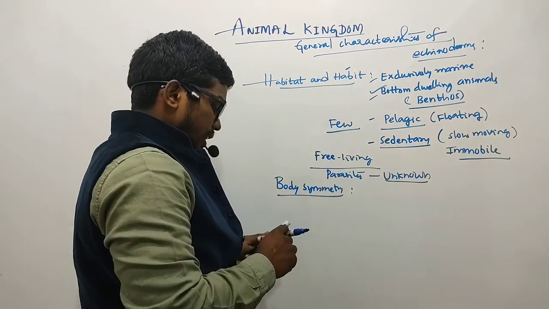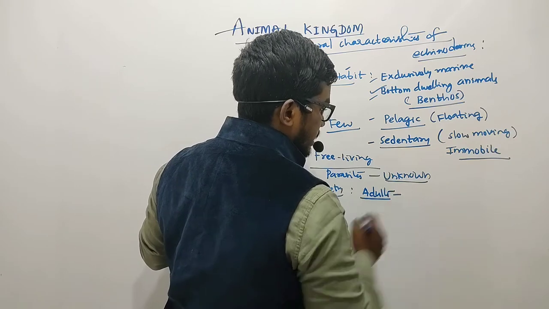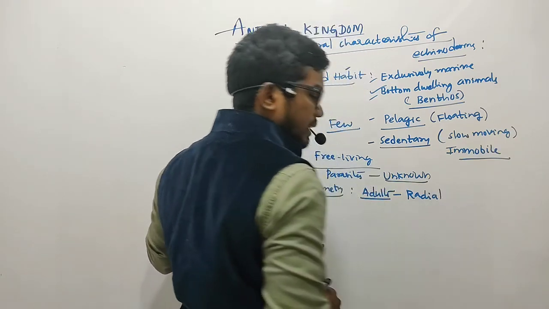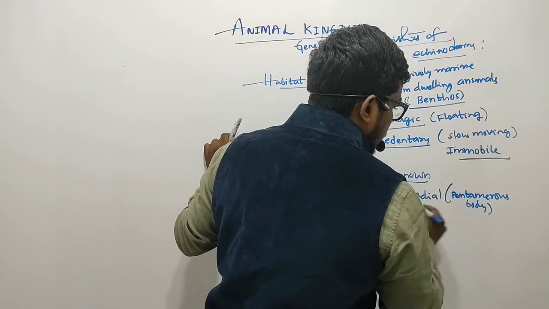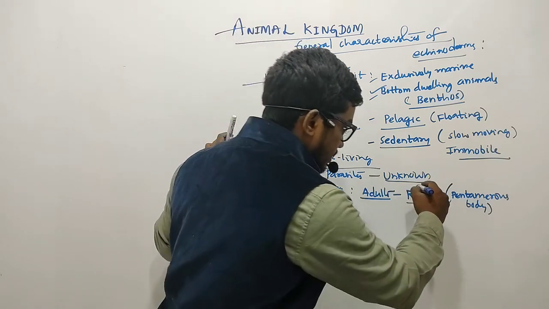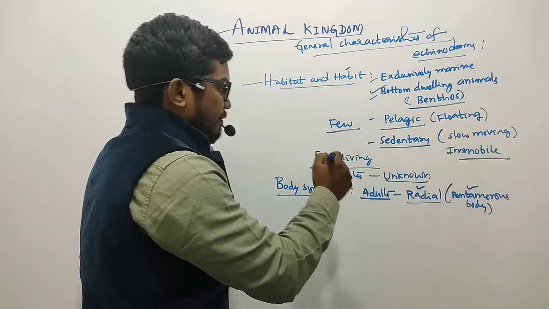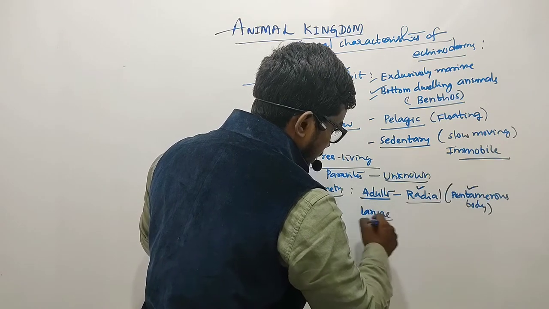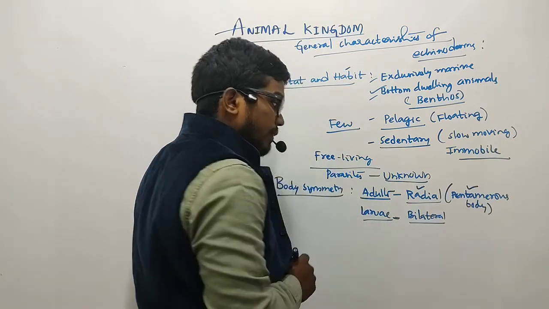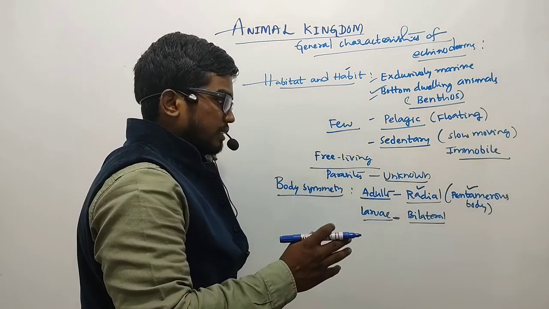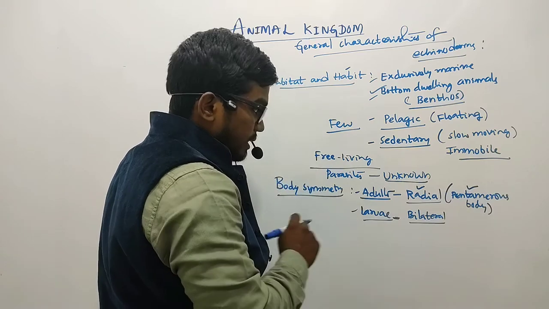Here we need to understand it in two halves. In the case of adults, the body symmetry shown is radial symmetry, with a pentamerous body. When I say this, their body can be divided into two equal halves by any plane passing through the center, and the body is pentamerous, that means divided into five equal parts. Further, in the case of larvae, the body shows bilateral symmetry. That means in the developing stage, the body can be divided into two equal halves by a single plane passing through the center. So this is with respect to their body symmetry.